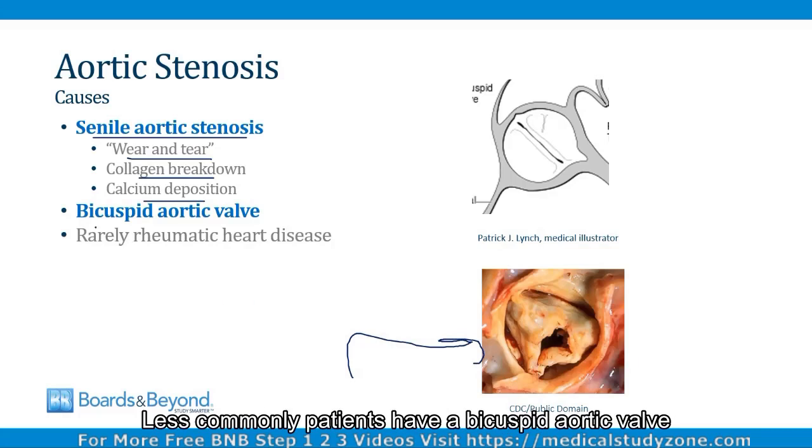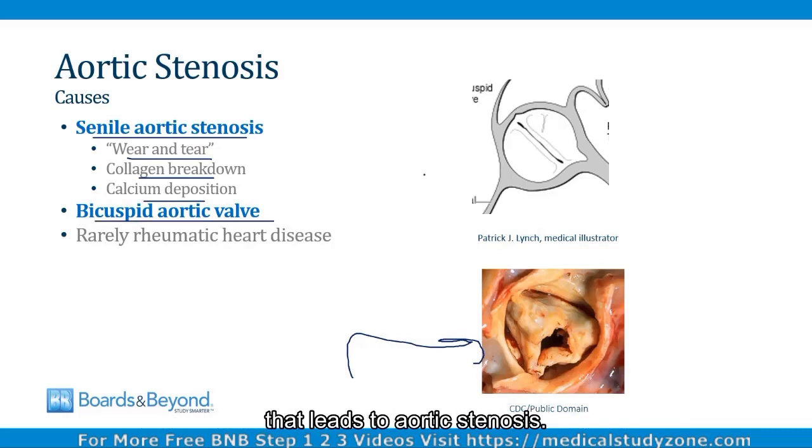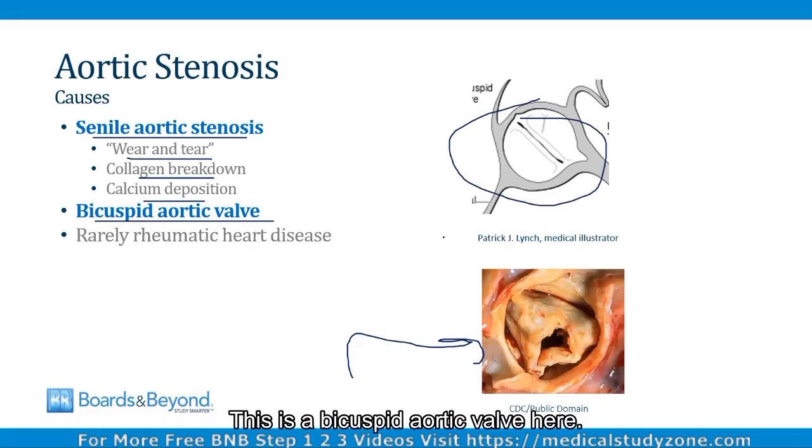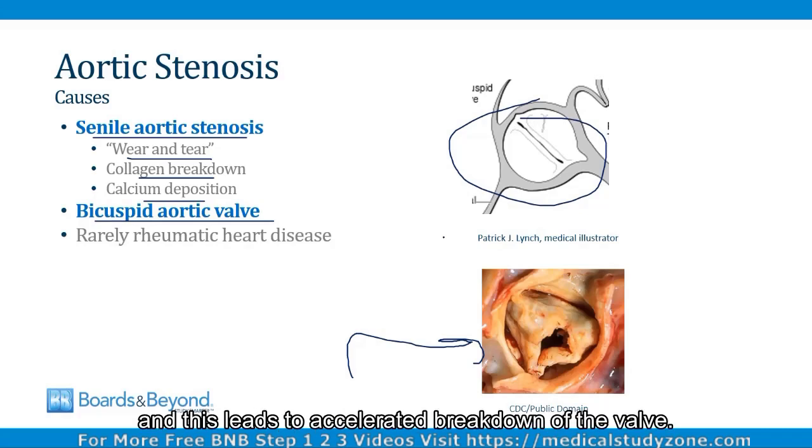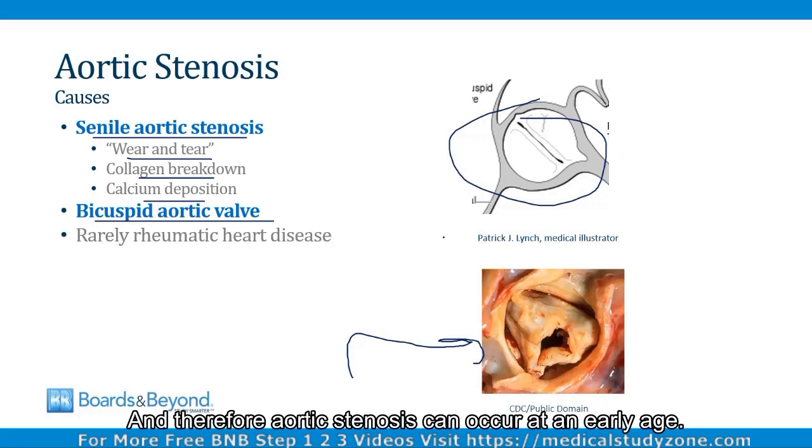Less commonly, patients have a bicuspid aortic valve that leads to aortic stenosis. This is a bicuspid aortic valve here. Because these valves do not have three cusps, they open and close abnormally, and this leads to accelerated breakdown of the valve, and therefore aortic stenosis can occur at an early age.